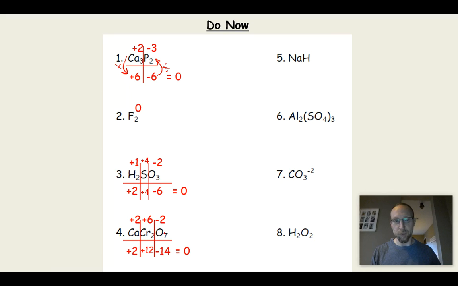Next one, this is a good example because you don't want to stop too early here. So we knew calcium, we knew oxygen. So we ended up with -12 before filling in the middle here. So that tells us we needed a +12 to get to 0. But you don't want to stop there.